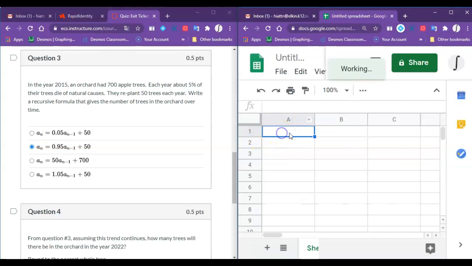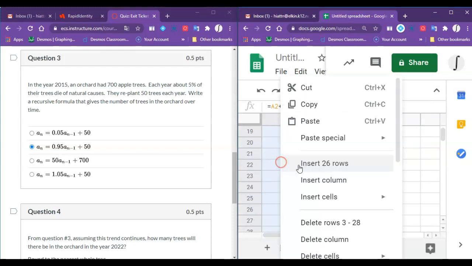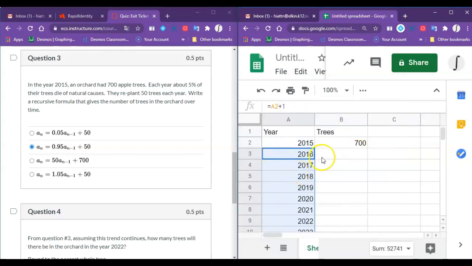Alright, so I want the year and I want the trees, number of trees. So in the year 2015, I know that there are 700 apple trees in the orchard. And so I want 2015, I want this to go up 2016, 17, 18. I could type them in, but the easiest thing to do, so you don't have to type it in, is to put equals, click on that number above, and put +1. And then I'm going to copy that, and I'm going to paste, and that'll count up for us.